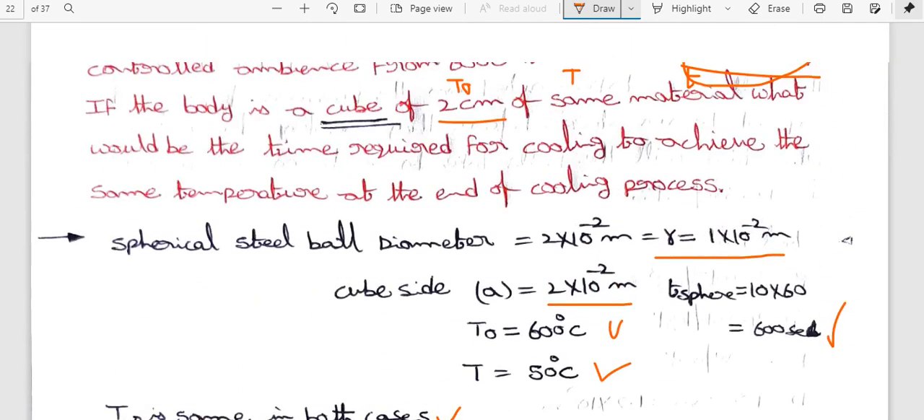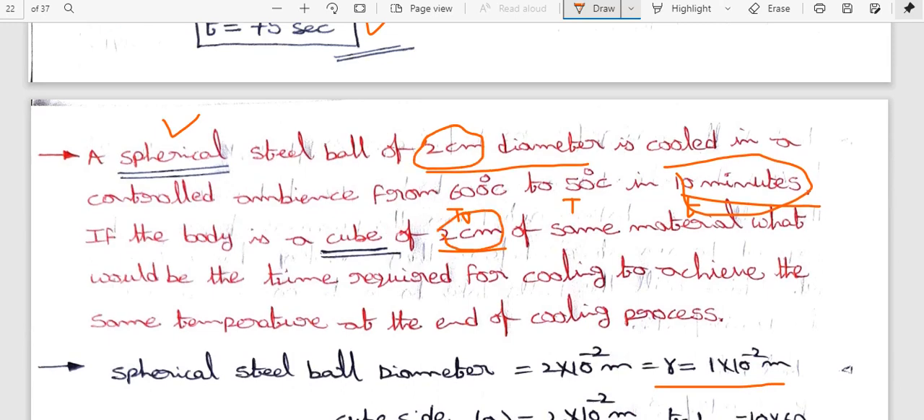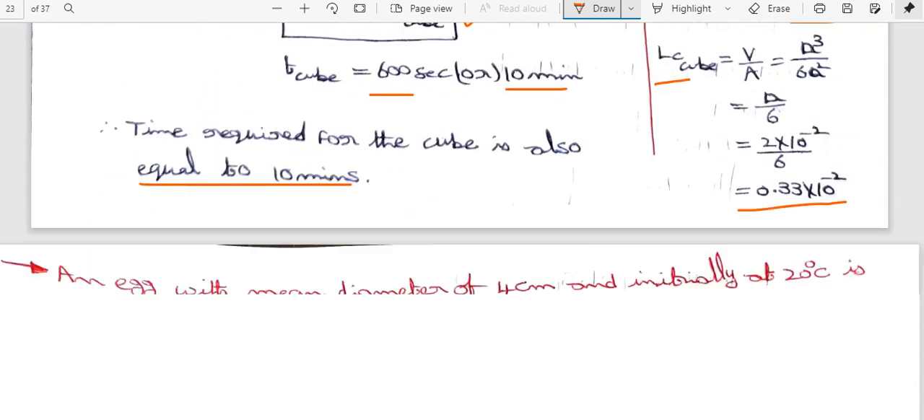So here in this question, the same material has the same temperatures and the same dimension, 2 centimeters and 2 centimeters. So the same value will be given for the cube. So here the sphere is 2 centimeters in diameter and the time taken is 10 minutes, and the cube is 2 centimeters on each side and the time is 10 minutes.